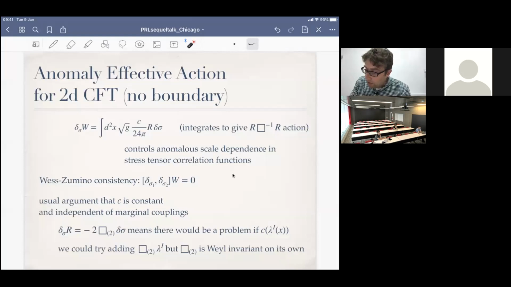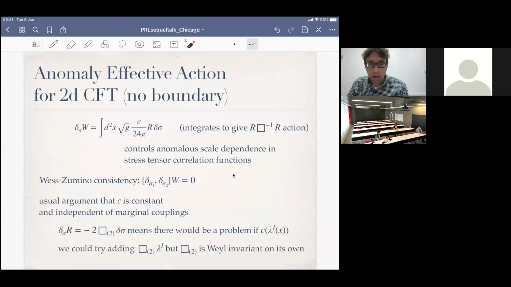However, if this C were a function of marginal parameters, which I could then promote to local fields, there's clearly going to be a problem when I try to do that integration by parts, because now the derivative could act on the C function instead of the other delta sigma, and I won't satisfy Wess-Zumino consistency. I won't have this notion that Weyl transformations form an abelian group. And you could try to fix this up, but there's really nothing you can do. You could try to add a Laplacian acting on lambda, but the two-dimensional Laplacian is Weyl invariant on its own, so that's not going to help you. And so that's one of the arguments, perhaps the argument, people have put forward to say that the central charge must be independent of marginal parameters.